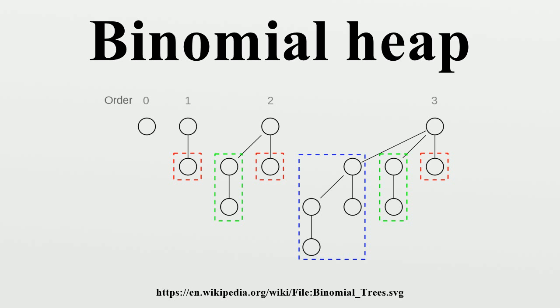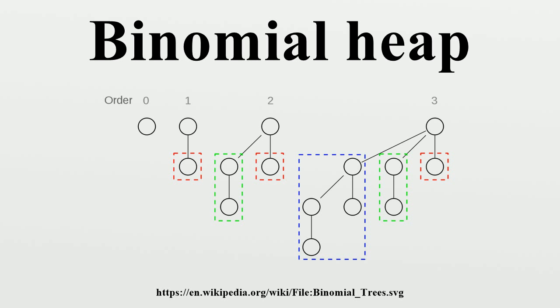Structure of a binomial heap. A binomial heap is implemented as a set of binomial trees that satisfy the binomial heap properties. Each binomial tree in a heap obeys the minimum heap property: the key of a node is greater than or equal to the key of its parent. There can only be either 1 or 0 binomial trees for each order, including order 0.